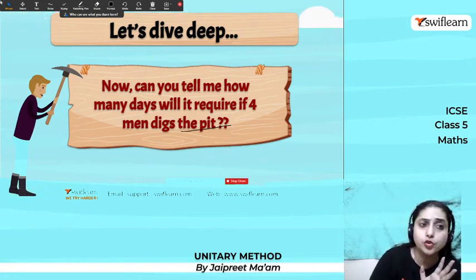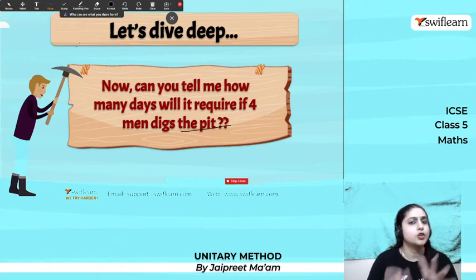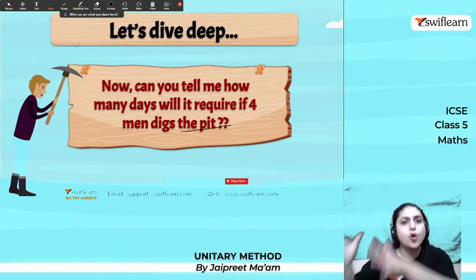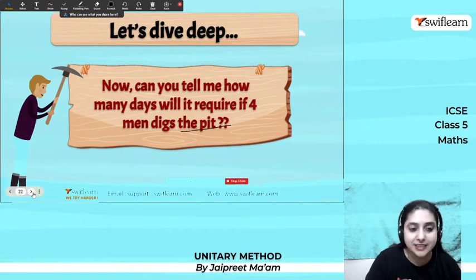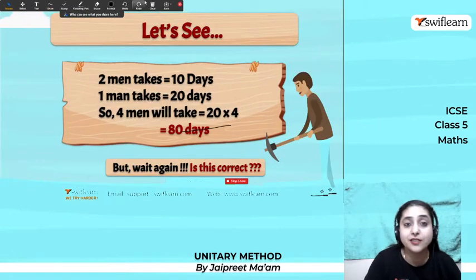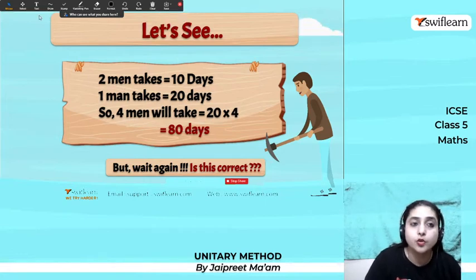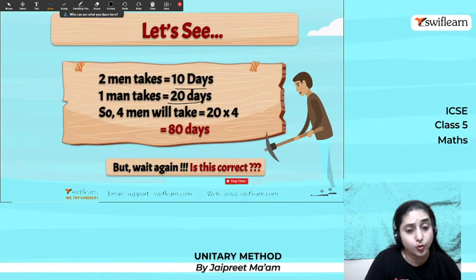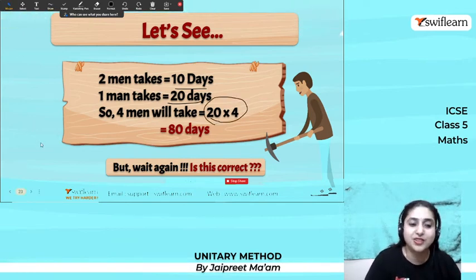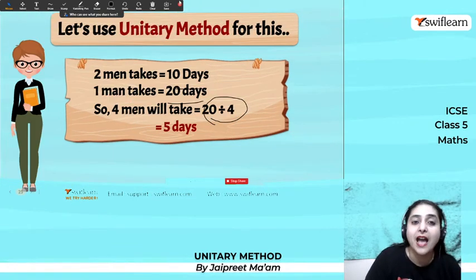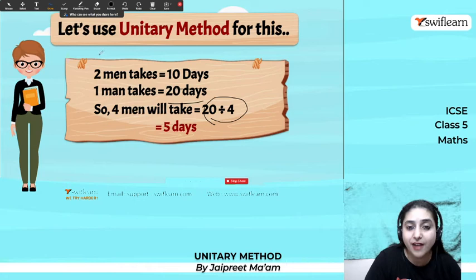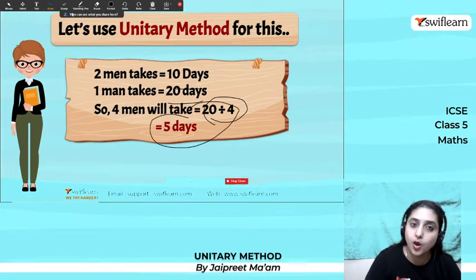Now 4 men are digging the pit, so will the workload be more or will it decrease? Yes, the workload will decrease. It's called indirect variance. Okay, 2 men do it in 10 days, 1 man takes 20 days, 4 men will take 80 days. Is it correct? No, it's not correct. It will divide, 20 upon 4, and 4 men will take only 5 days to complete the whole work.